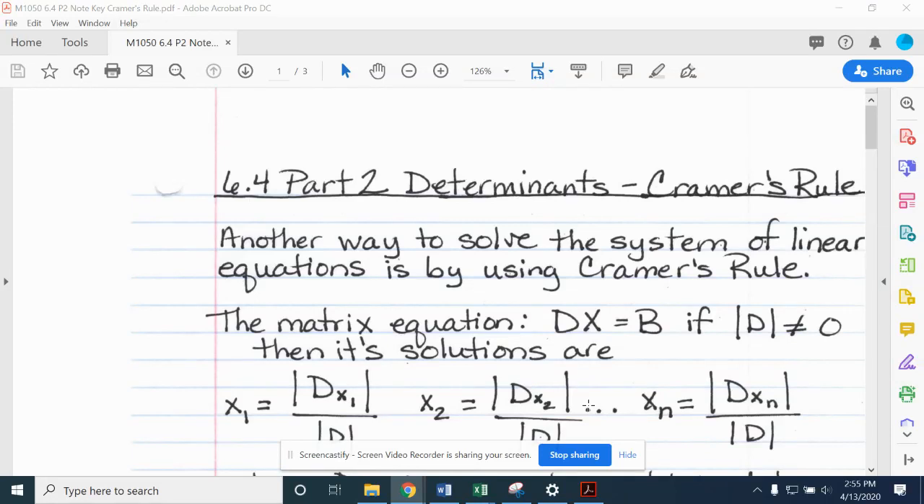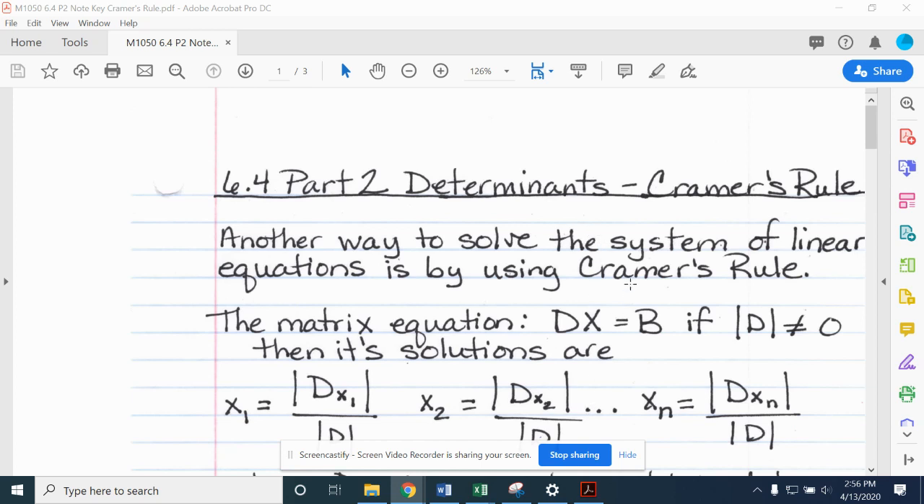Hello, everyone. Let's look at another method on how to solve a system of linear equations using determinants, specifically by Cramer's rule. Starting off with that, there is the standard matrix equation. Looking at that, it's D times X equals B, where we're talking about the determinant that cannot equal 0, of course, otherwise there wouldn't be a solution.